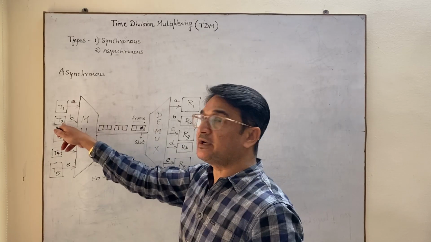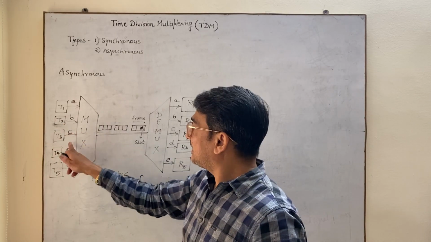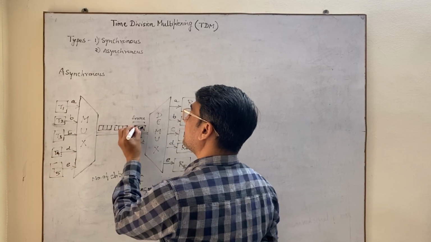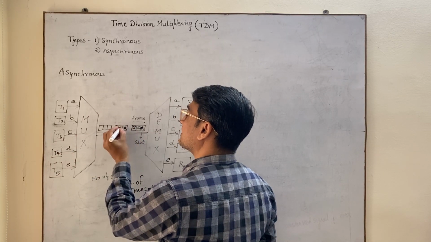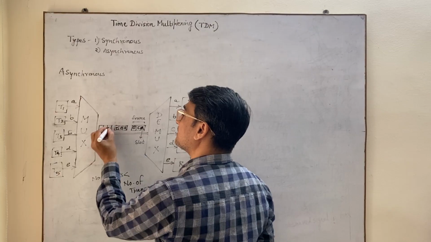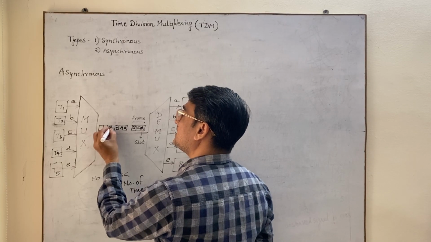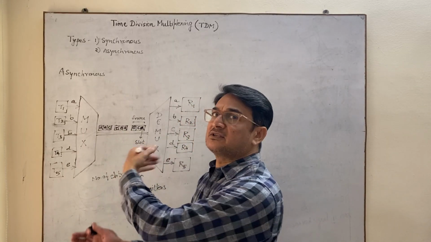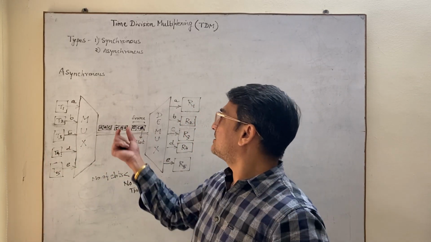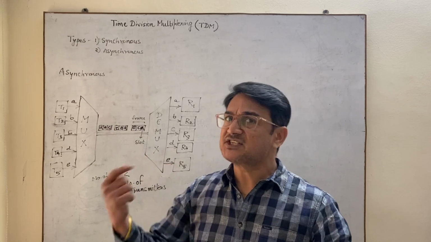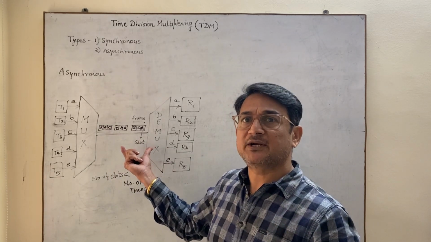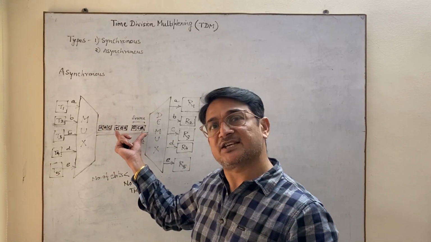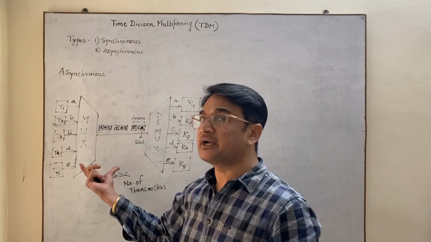Then suppose B doesn't have any data. Then the third transmitter has data, so C will come here. Then D doesn't have any data, E will come here. Then suppose A has transmitted, B has transmitted, then E, then C, E, A. Just a random sequence I have written. That means at that particular instance of time, whichever transmitter has data, the successive slots will be filled by all the transmitted data.